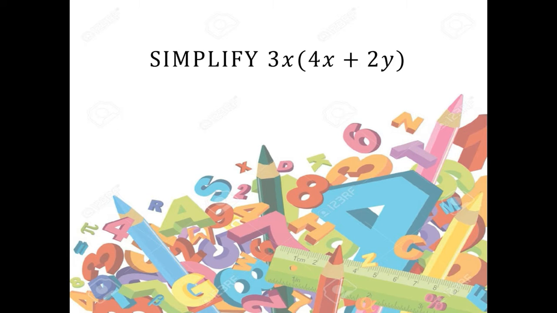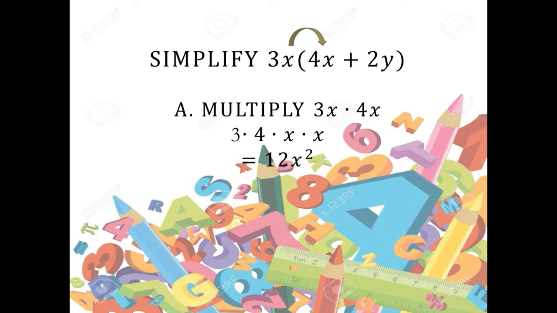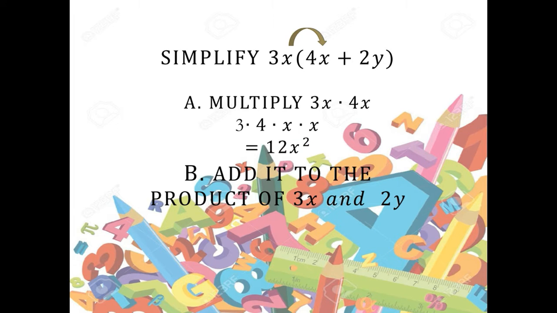Example number 2. Simplify 3x times the quantity of 4x plus 2y. In that example, you just need to distribute the first polynomial to each term of the second polynomial. Then add the exponents of the same variable. Step 1. Multiply 3x to 4x. So, 3x times 4x is equal to 12x squared.